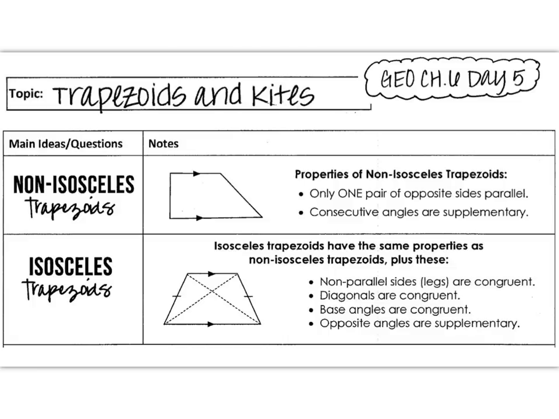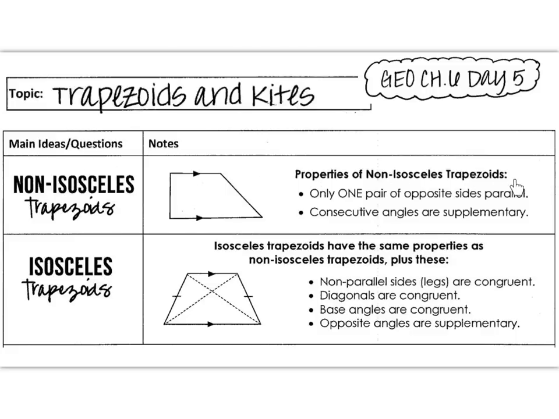All right, let's start by talking about trapezoids. Now, there are two different kinds of trapezoids that we're going to talk about. The first one is a non-isosceles trapezoid, and the second one is an isosceles trapezoid. So let's first focus in on non-isosceles trapezoids.